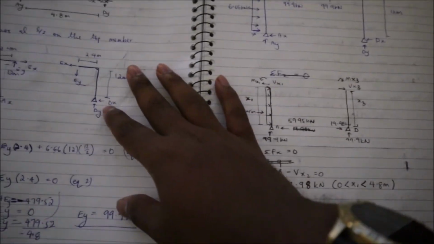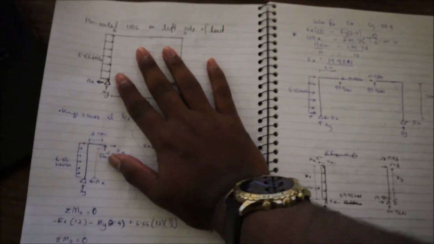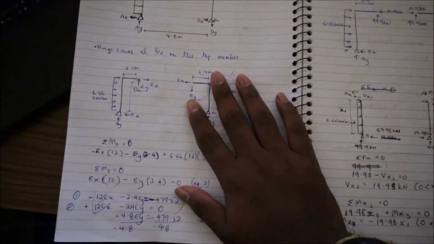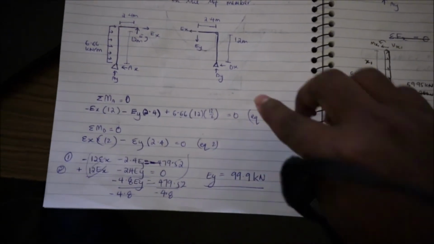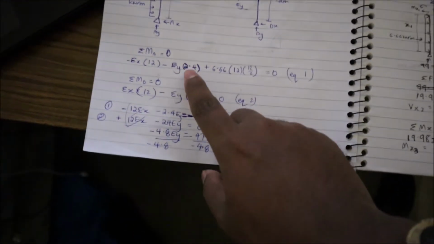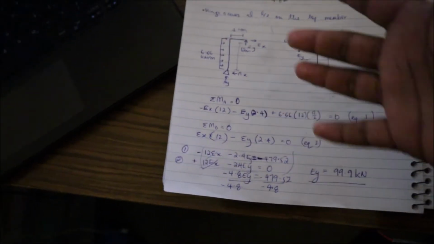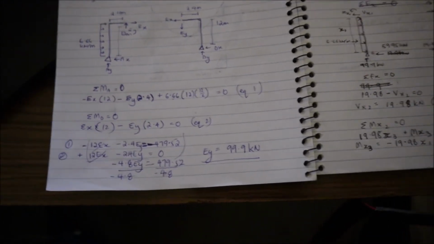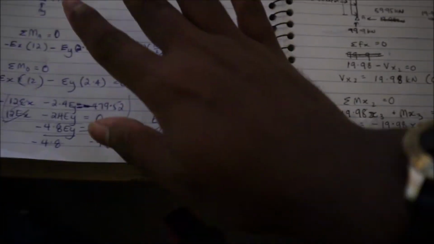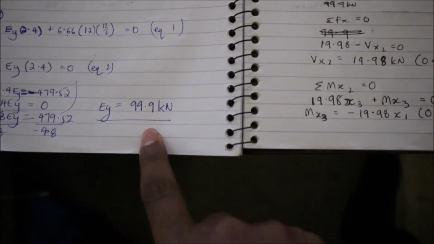And then this one was the really tough one, horizontal UDL on the left side of the load. Divided in the middle, I divided it by 2, and that gave rise to EY, EX, EY, EX. I did the necessary calculation for the moments, because we need to find the EY and EX in order to go ahead with solving the question. So we got our equations here, and we did simultaneous equations. I got EY as 99.9 kilonewton, and EX as 19.98 kilonewton.